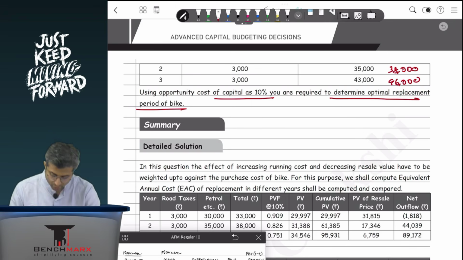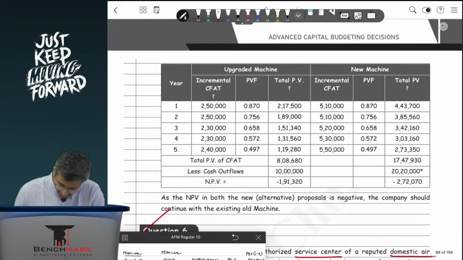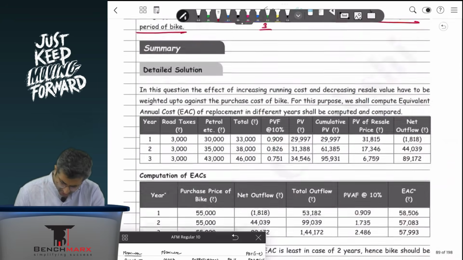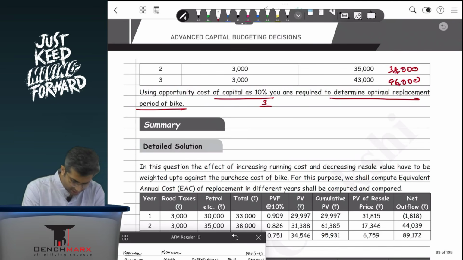So over here, if I were to replace it after 3 years, then my cost would be, for example, 33,000 discounted at the rate of 10%. This is 33,000 into 0.9091. Let's say this is around 30,000 in present value terms. 38,000 into 0.8264, maybe 31,000. Then 46,000 into 0.7513.